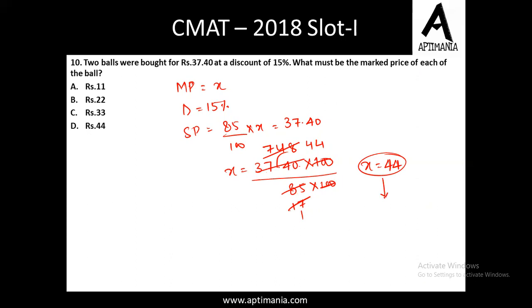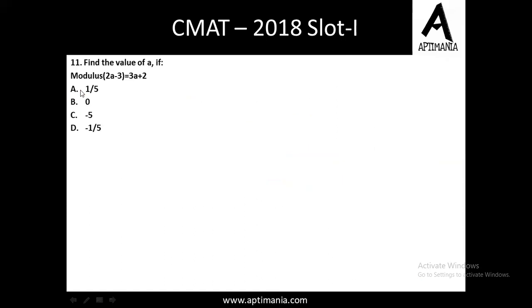If I have to calculate the individual MRP of each ball, per ball the MRP will be half of 44, that is equal to 22. So 22 will be the correct answer for question number 10. Question number 10, option B, 22 rupees is the correct answer. Let's go ahead to the next question.